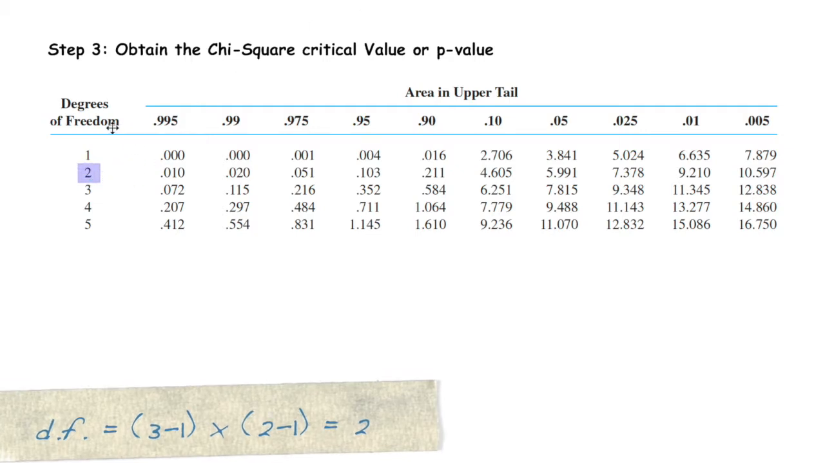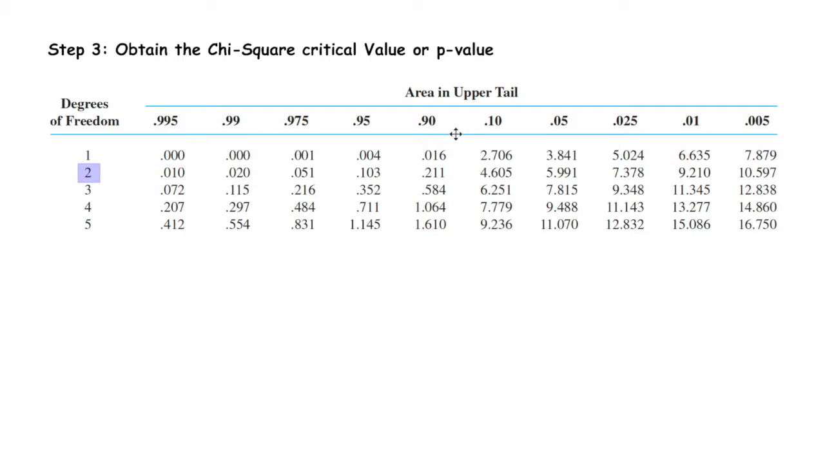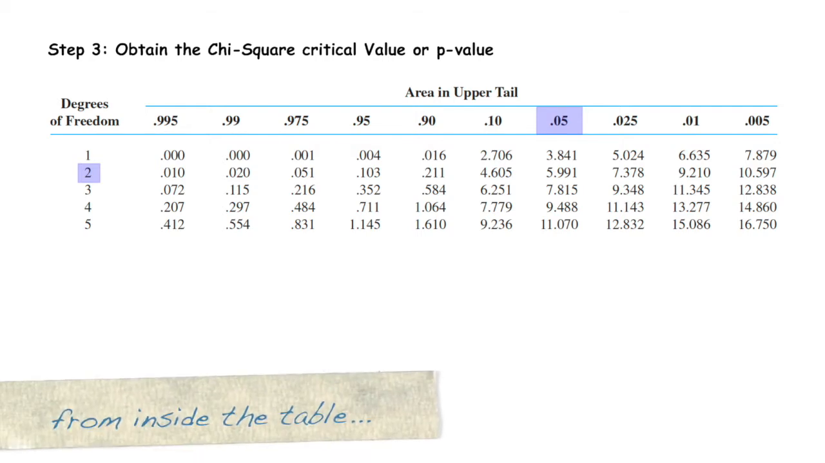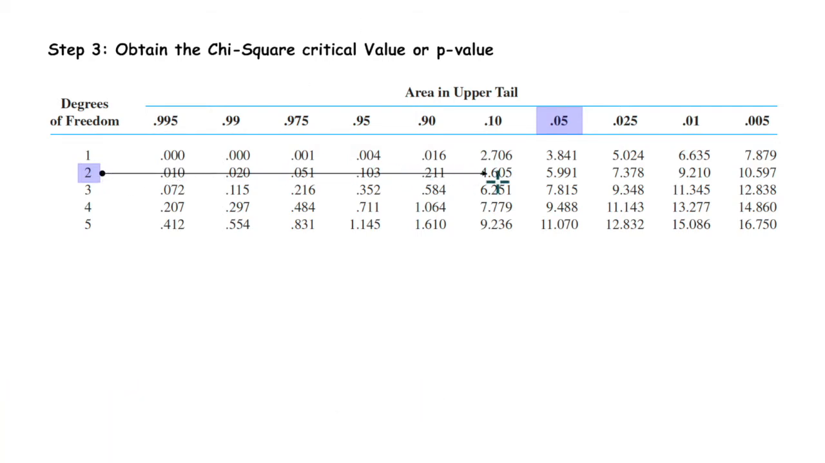In the very first row of our table, we're going to go look for alpha. The value of alpha is usually offered in the problem. If it's not, we assume it to be 5%. In this example, alpha was in fact 5%. And now if we connect these two, then from inside the table, we can go ahead and get our critical value. So the critical value for chi-square is going to be 5.991.